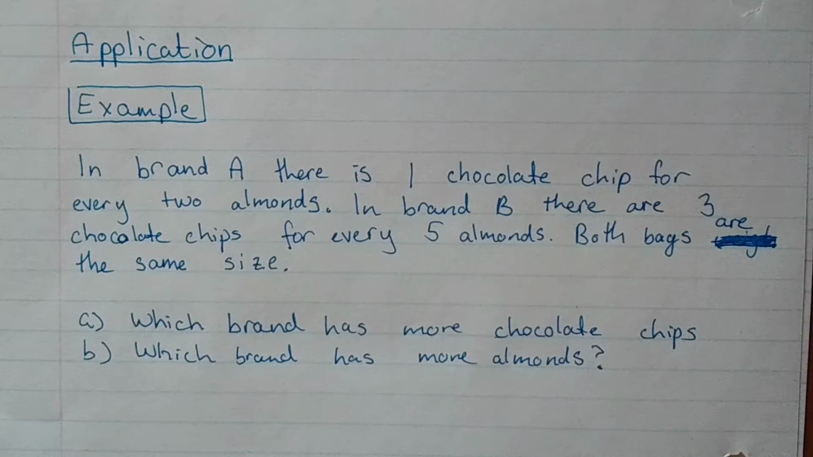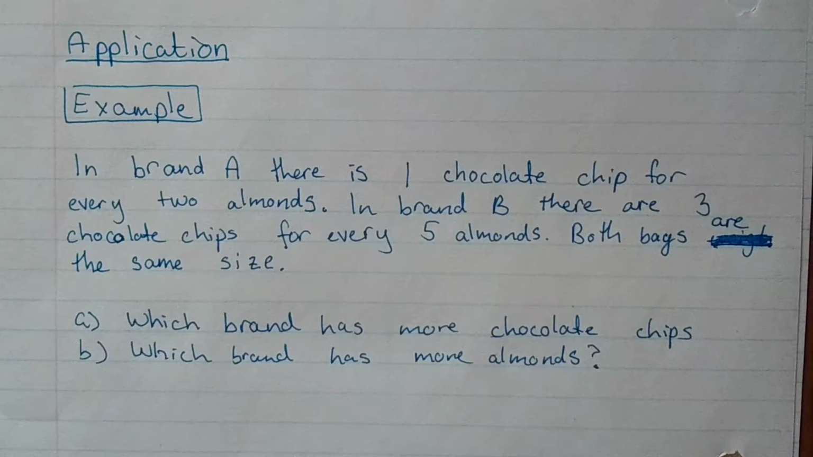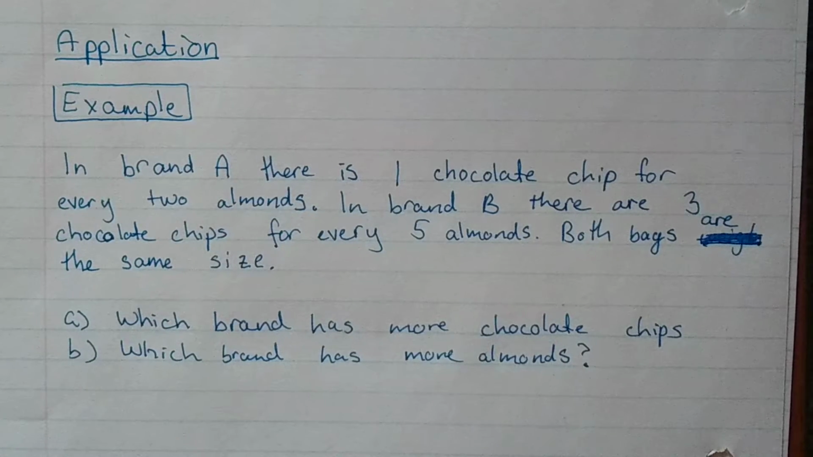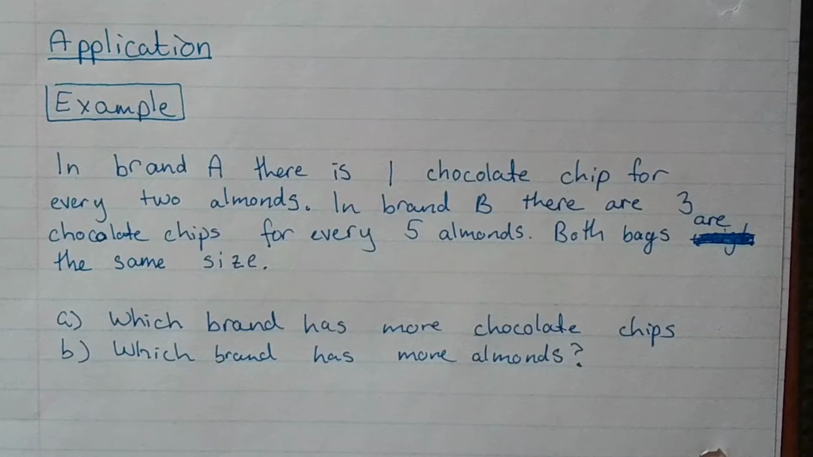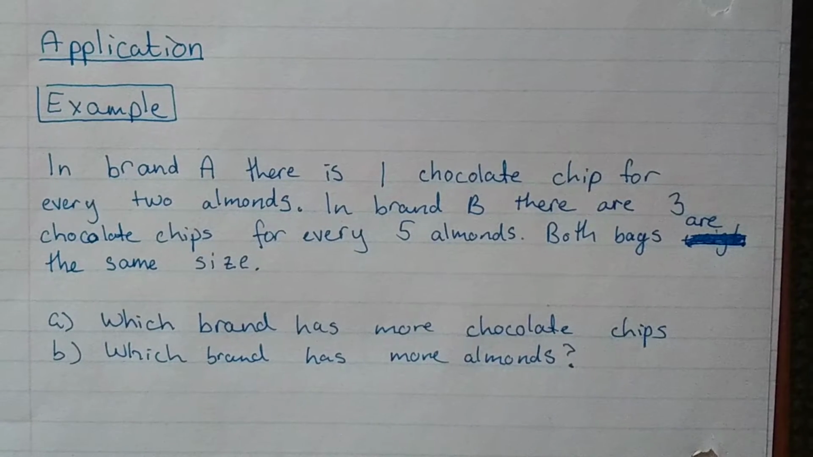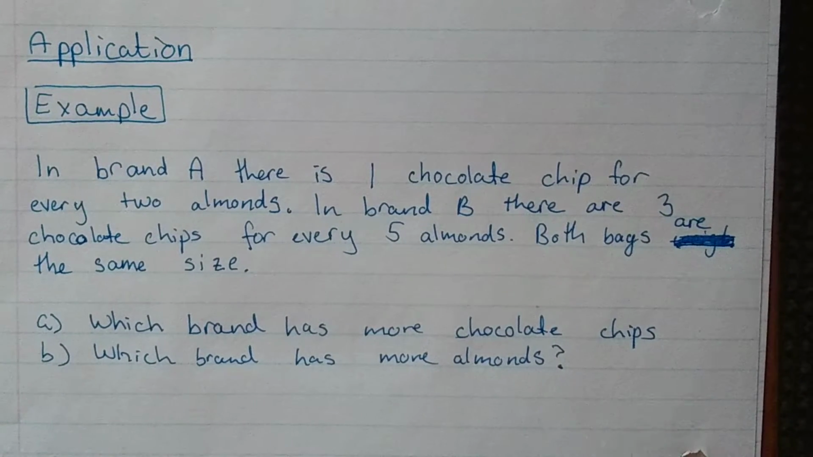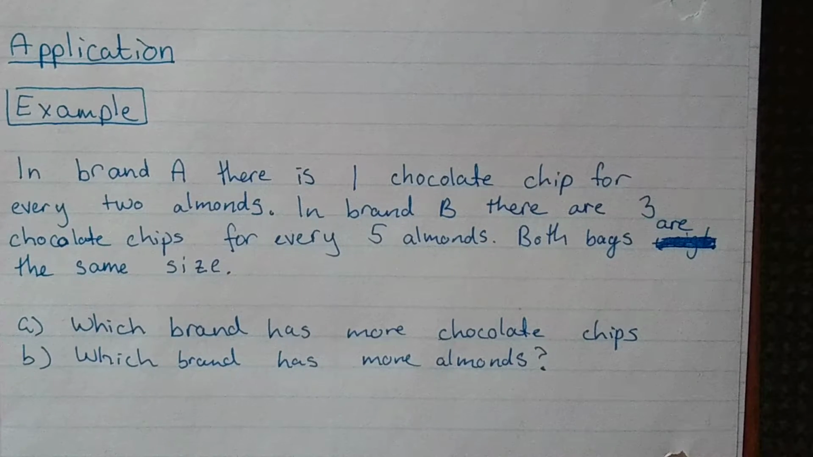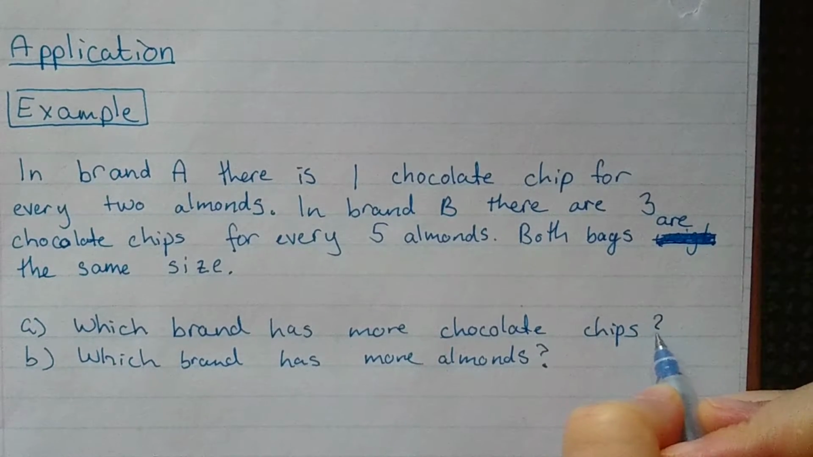Okay, so here we're going back to the example from the beginning, and we're talking about this snack mix that has chocolate chips and almonds in it. So in brand A, there is 1 chocolate chip for every 2 almonds. And in brand B, there are 3 chocolate chips for every 5 almonds. And both bags are about the same size. So question A says, which brand has more chocolate chips?